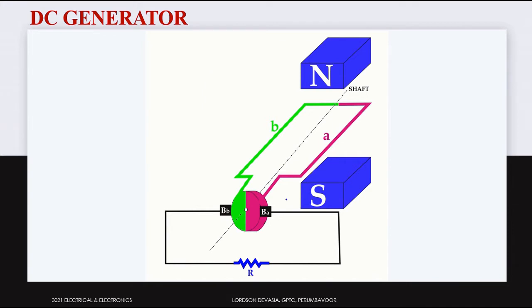The coil side A is connected to the right side of the split ring, and coil side B is connected to the left side of the split ring. There is a layer of insulation provided in between the two sides, so there is no conduction between the two portions. And this is the 0 degree position.